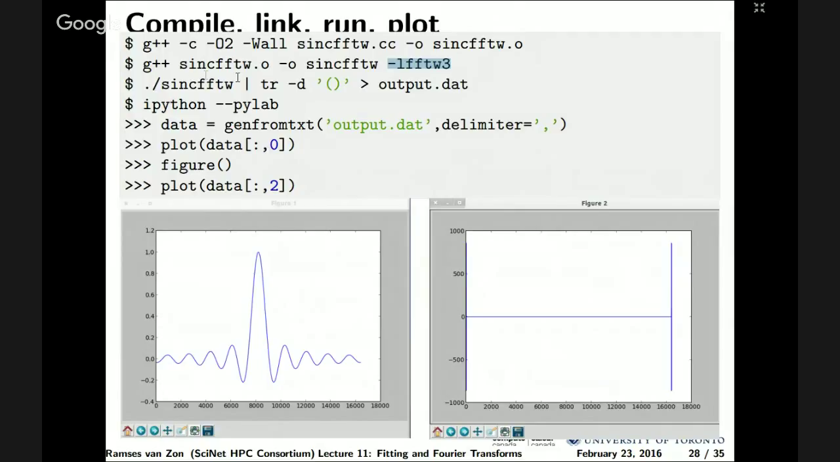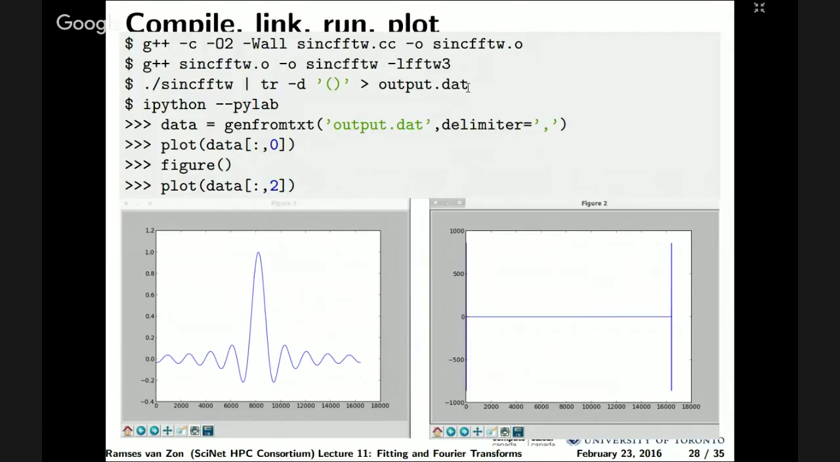Now I'm running this, and there's a tiny bit of detail here where complex numbers, when you output them in C++, get parentheses around them: real value, comma, imaginary value, and then these parentheses. And those parentheses mess things up when I read it in as data in Python. So I strip them out. That's all that this tr -d does. It strips out my parentheses, and so I'm taking the output and putting it in a file that doesn't have parentheses.